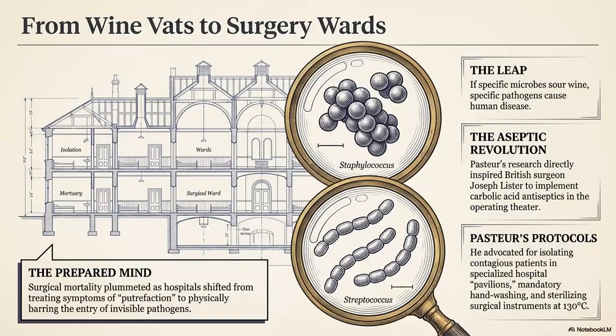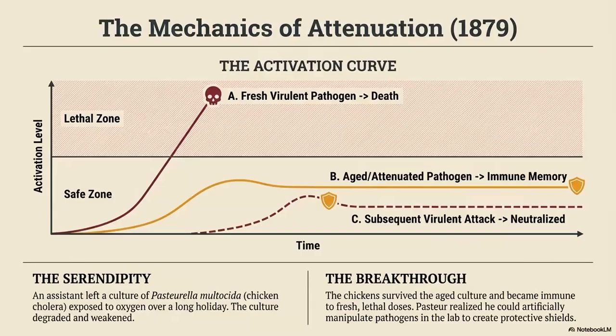We observe the implementation of Pasteur's protocols. Mandatory hand washing, high-heat sterilization at 130 degrees Celsius, and the strategic isolation of contagious patients. By shifting the focus from treating the smell of decay to physically barring pathogens like Staphylococcus and Streptococcus, surgical mortality plummeted. It was a transition from merely managing putrefaction to outsmarting the invisible enemy, fundamentally redesigning the architecture of the modern hospital ward.